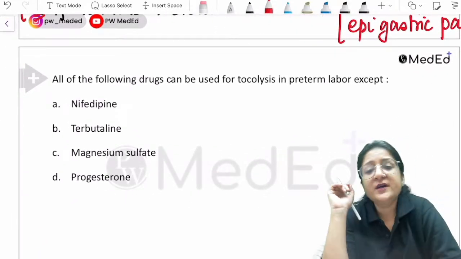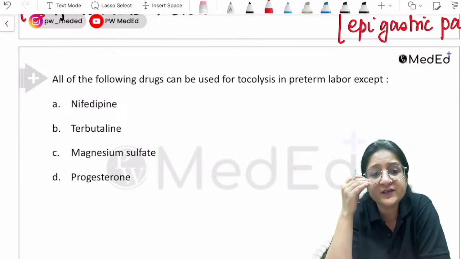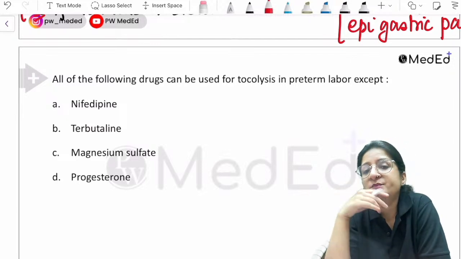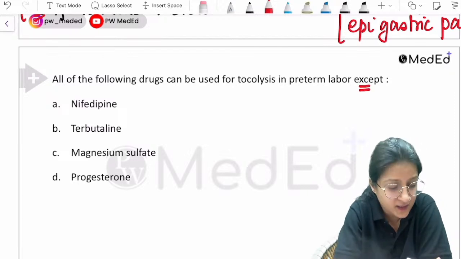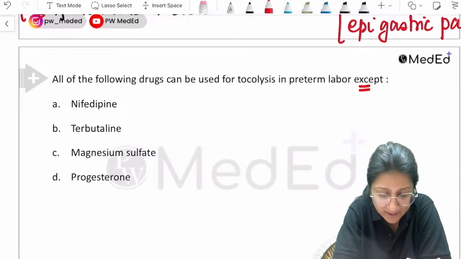Now, all of the following drugs can be used for tocolysis in preterm labor except. So, which among the following drugs cannot be used in preterm labor? All of the following drugs can be used except, yes, the woman is already in preterm labor.